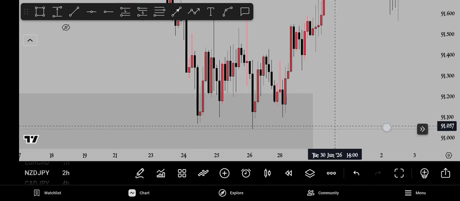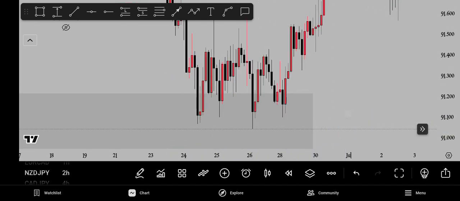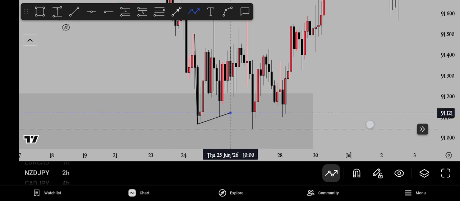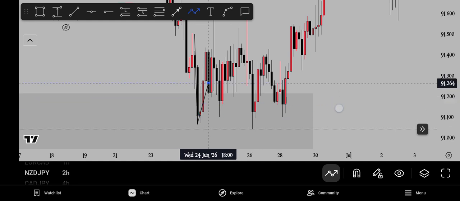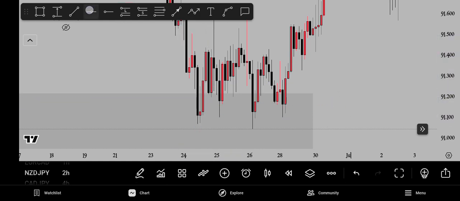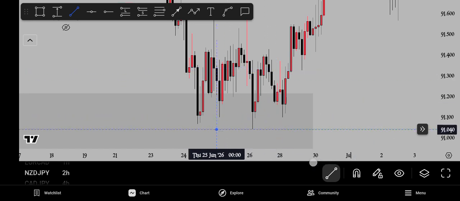As you can see, from our first mitigation, price created some liquidity, right? Here is the low. So this low will be a sell side liquidity. I'm expecting price to take all this structure here as liquidity, right? So now what happened? Price took the liquidity.